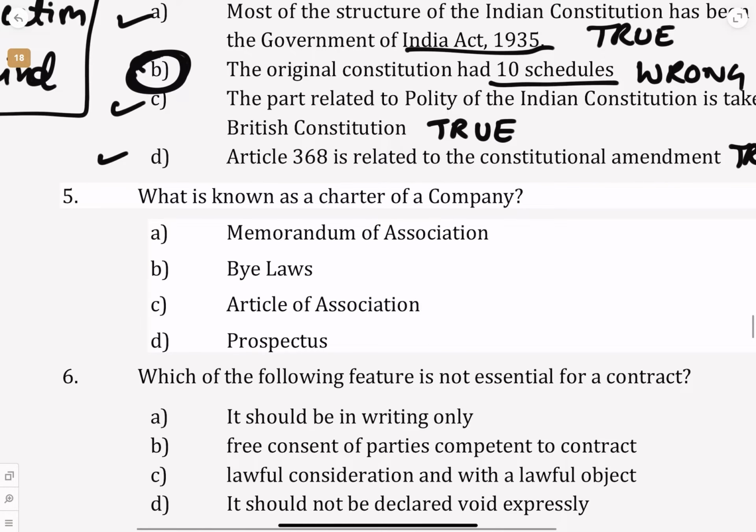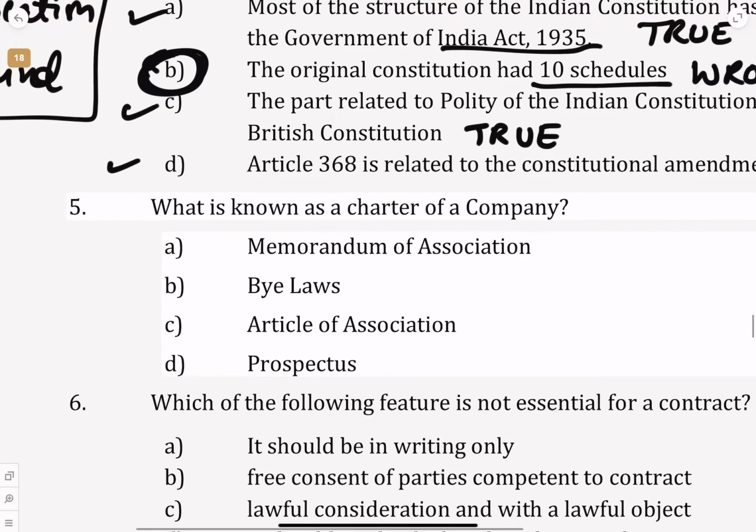Okay. What is known as the charter of a company? Charter document of a company. So memorandum, bylaws, articles and prospectus. So it is not prospectus, it is not bylaws. It is very clear for you. So charter documents of the company, we say that many times we even say MOA and AOA is generally called charter documents of the company.